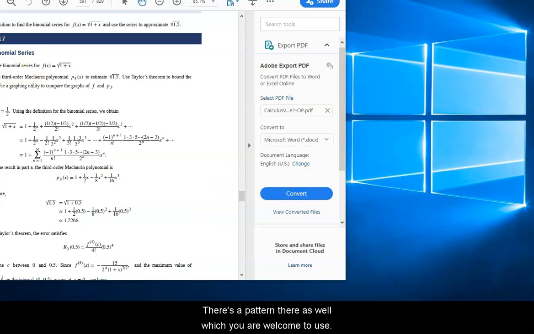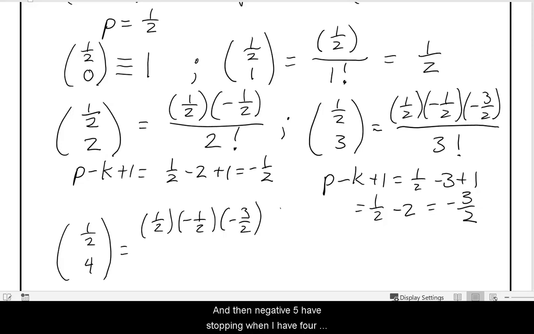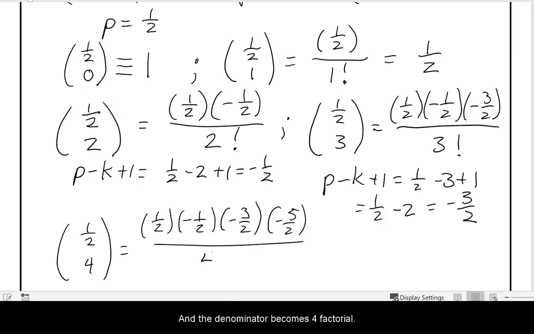There is a pattern there as well, which you are welcome to use to generate from one to the next to the next. Let's generate one more coefficient. We'll do 1/2 choose 4. I'll start with 1/2, then -1/2, then -3/2, and then -5/2, stopping when I have 4 factors in the numerator to match the 4 in the bottom. Then the denominator becomes 4 factorial.